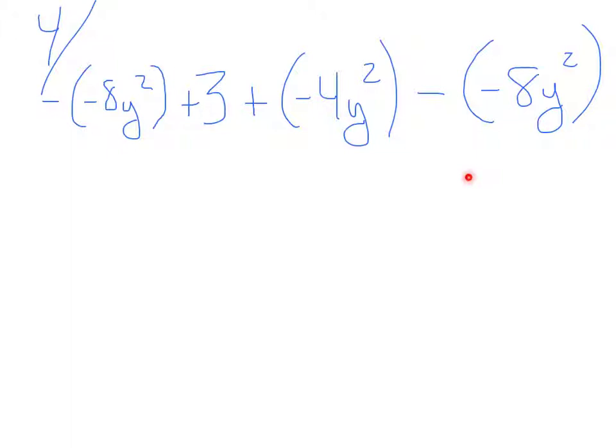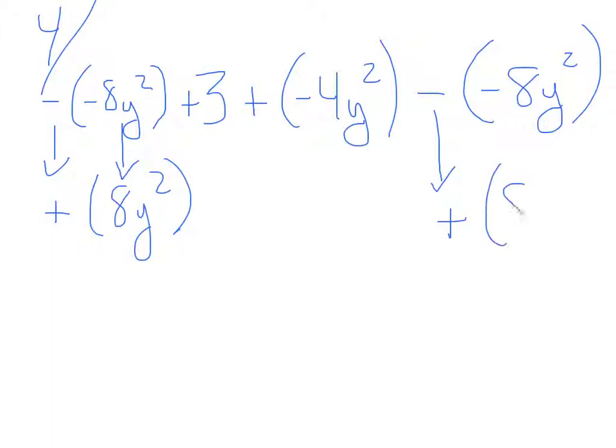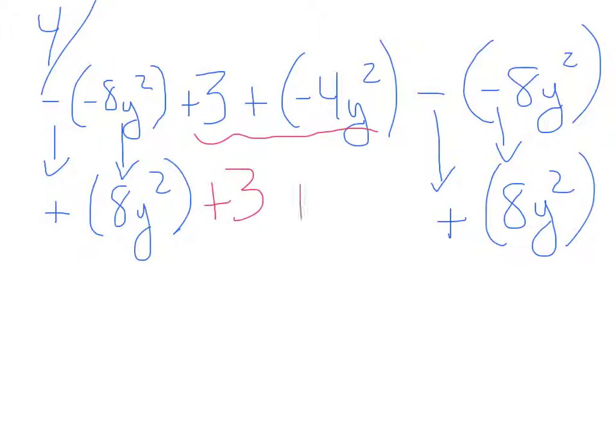Alright, here we go. This one becomes positive 8y squared. This one becomes positive region 8y squared, because you change the negative to positive. Alright, everything else stays the same. Now what do we do? Combine like terms. Yes. Combine like terms. So let's do it.